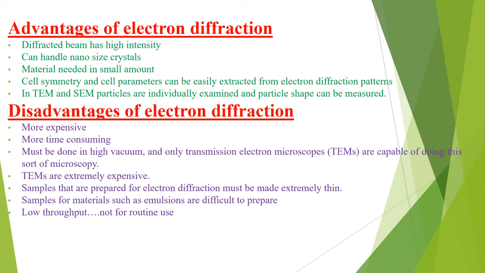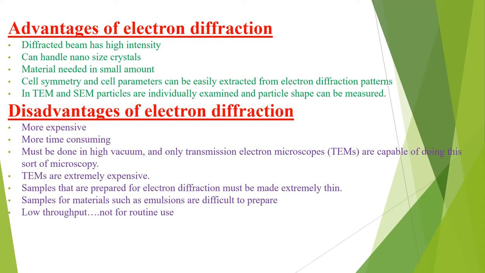Here are some advantages of electron diffraction. The diffraction beam has high intensity. It can handle nano-sized crystals, and the material needed is in a small amount, and the cell symmetry and the cell parameters can be easily extracted from the electron diffraction pattern. In TEM, transmission electron microscopy, and SEM, scanning electron microscopy, the particles are individually examined and particle shape can be measured.